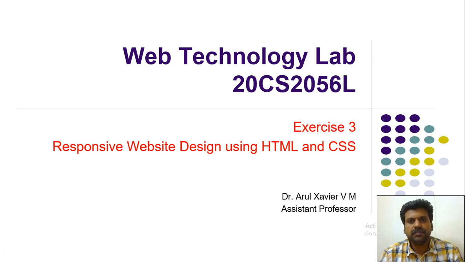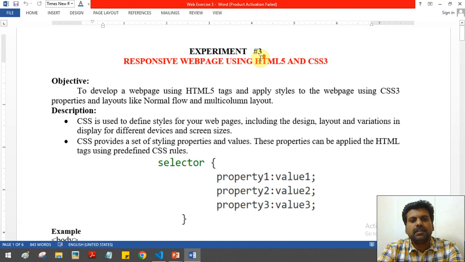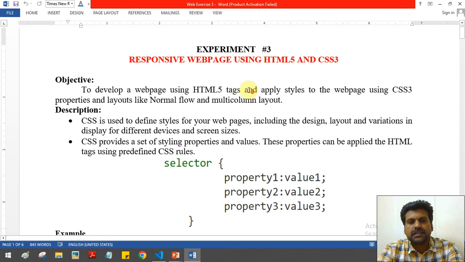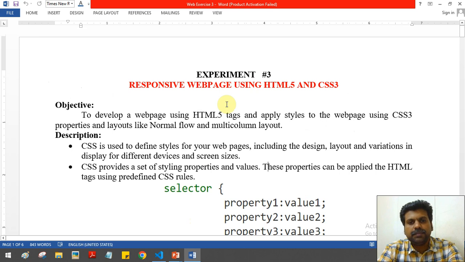In this video, we will be discussing exercise 3, responsive web design using HTML and CSS programming. Let's start with the objective of this exercise. You have to develop a web page using HTML5 tags and apply styles to your web page content using cascading style sheet, which is called CSS. Using CSS, you can apply various styles, change the alignment, and organize the content inside a web page.